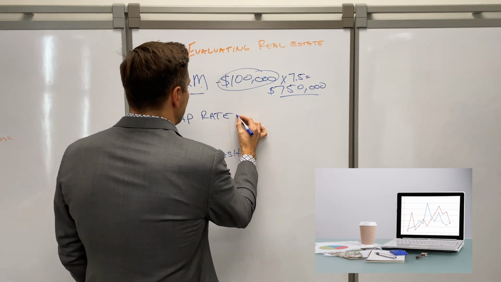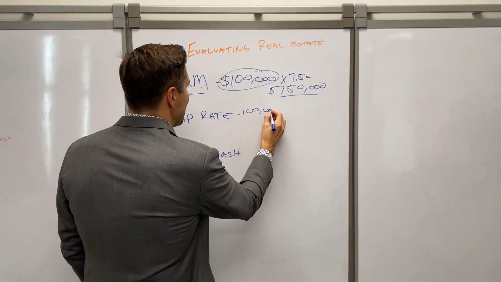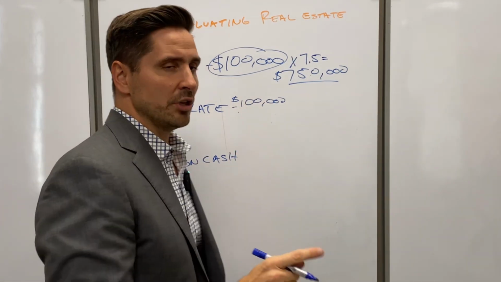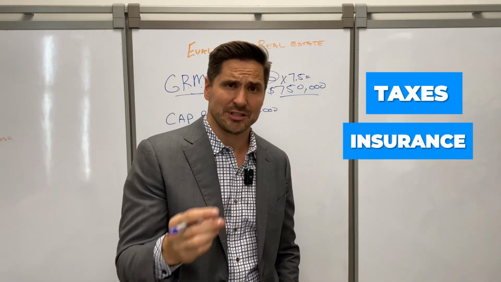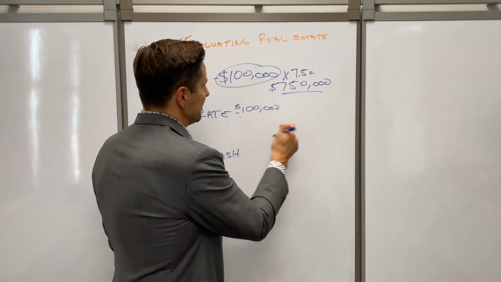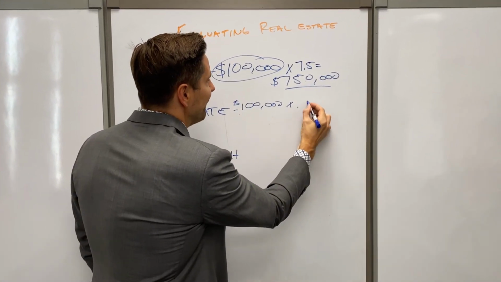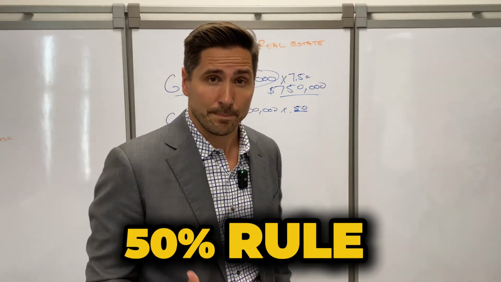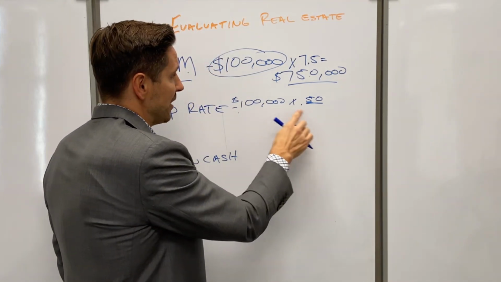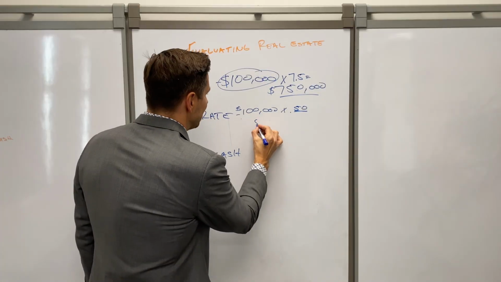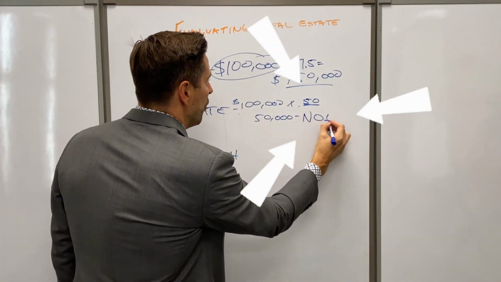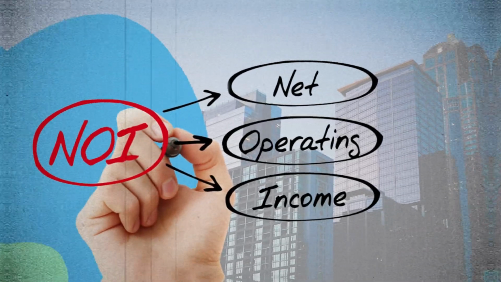But let me break down cap rate for this example right here. Let's say our income right here is $100,000, okay? Now, what I'll tell you about that income is usually in Champaign-Urbana, when you take in taxes, insurance, maintenance, management, all the different expenses you'll pay, usually your expenses will be about 50% of that property. That's called the 50% rule, okay? So if you times 100,000 times 0.5, you'll get $50,000. Now, this is what we call our NOI, your net operating income.